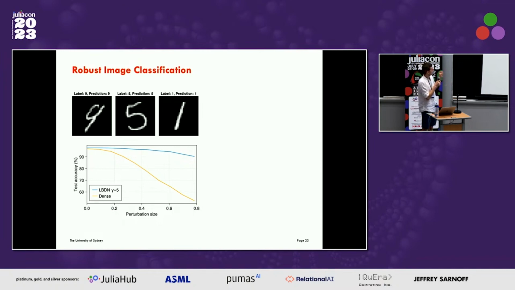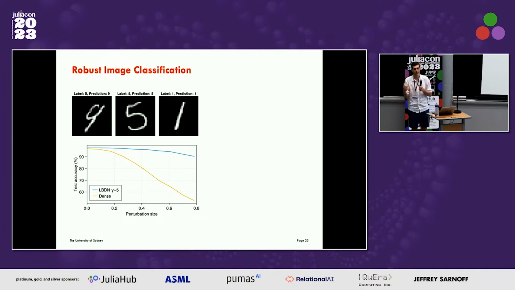What we see here is that the test accuracy, so high is good, of our LBDN stays pretty constant even as we increase the perturbation size. As I add more and more noise to the image, the LBDNs are still pretty good at classifying the MNIST dataset. If I just take a Flux dense model, though, it drops off immediately, and it gets down to absolutely unusable performance within, let's say, half the perturbation size.